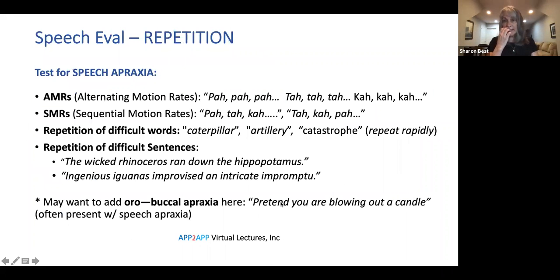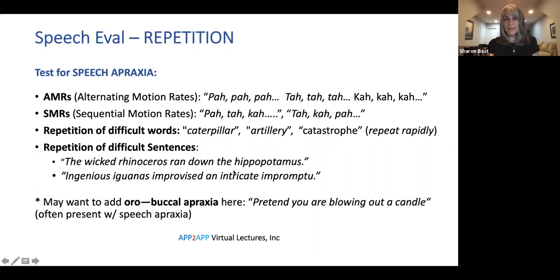All right, so we can test at the bedside for apraxia of speech by asking the patient to do something that we call alternating motion rates or sequential motion rates. We just ask them to repeat as fast as they can, pa pa pa, ta ta ta, ka ka ka. Sequential motion rates, pa ta ka, ta ka pa. We can also challenge them a little bit by asking them to say irregular words like caterpillar, artillery, catastrophe. We can challenge them even more by asking them to repeat a difficult sentence, like the wicked rhinoceros ran down the hippopotamus.